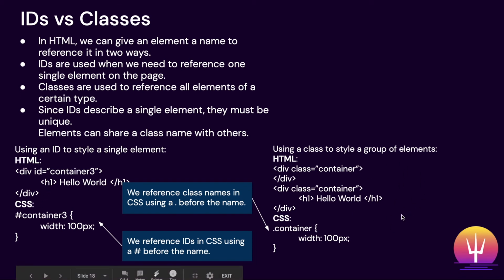So looking at this example right here, when we want to use a class to style a group of elements, the class name doesn't have to be unique since of course we're using it for a group of elements. So we can have container here for this divider, and then again we can use it here for the second divider with the H1 element, right? And when we're referencing a class name, it's important that we add this period in front. So we want to keep in mind the difference between using the hashtag and using the period in front of a class or an ID name.